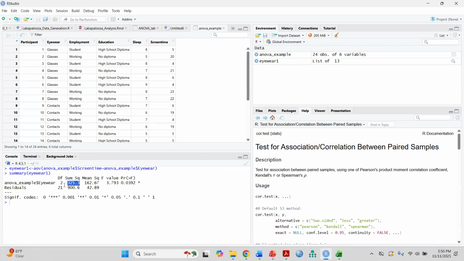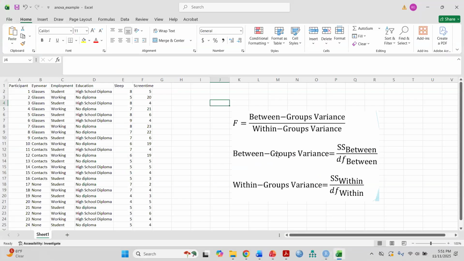So you can see that this, for instance, is the sums of squares between. If you were to take that number and divide it by the degrees of freedom between, 325.3 divided by 2, you'd get the mean squares between. Okay, how about sums of squares within? Because this residuals thing, or sometimes you'll see it called error, is actually mean squares within. Sums of squares within, 900.6, divided by the degrees of freedom within of 21 gives you a mean squares within of 42.89.